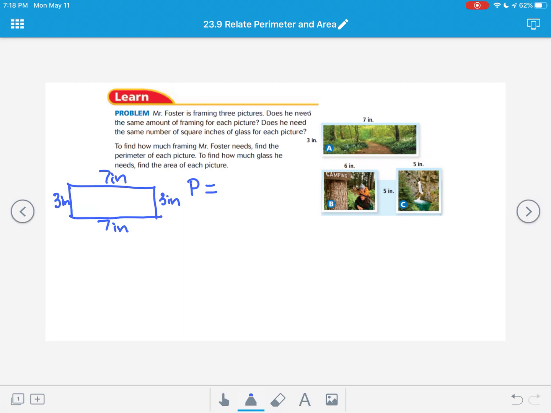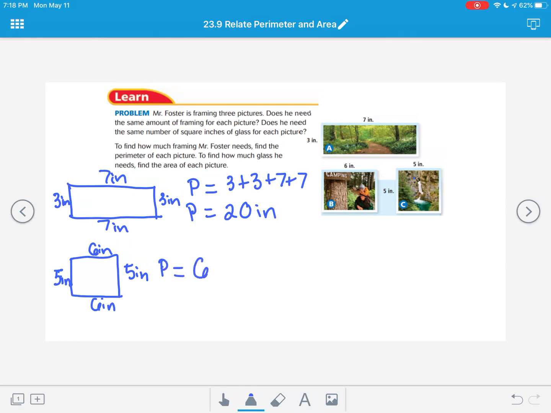Let's add this together to find the perimeter. The perimeter will equal 3 plus 3 plus 7 plus 7. The perimeter of this first picture is 20 inches. Let's find now the perimeter of the next figure, which is 6 inches by 5 inches. I know that the opposite sides are equal.